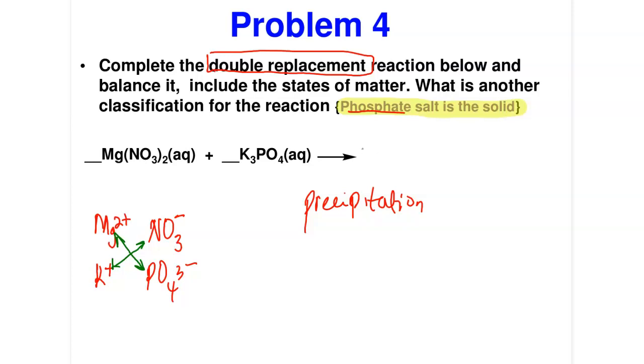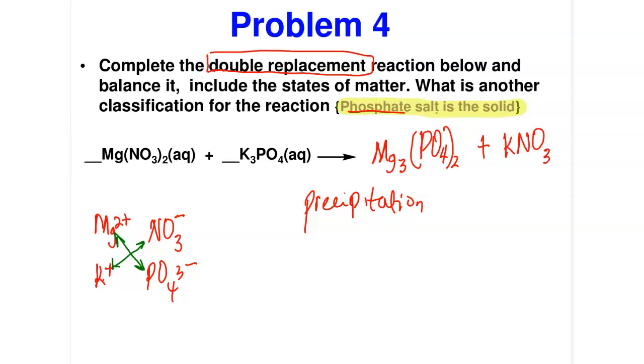I'm going to have Mg. Wait, let me give a space in case the reaction will be balanced. So it's going to be Mg. It's going to take 3 from phosphate, and phosphate is going to take what? 2 from magnesium. Plus, this will go to this. This is -1, this is +1. Therefore, their charges are just going to cancel out.